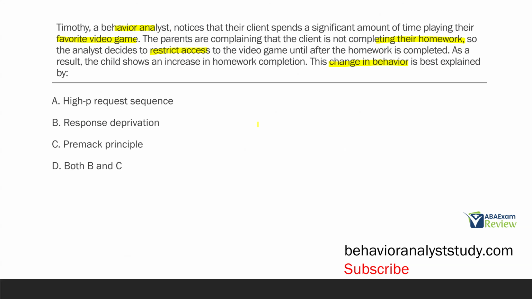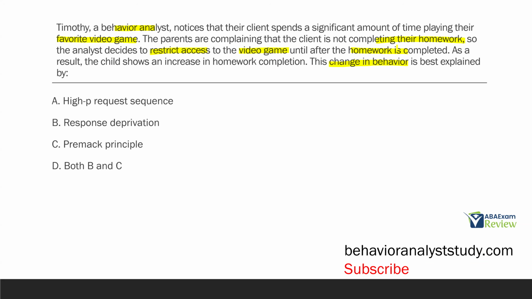Notice how we haven't looked at answer choices yet. It's crucial that you don't go to answer choices until you fully understand the question and you've tried to at least predict maybe an answer choice. What we know so far is the analyst has restricted access to the preferred activity so that the non-preferred behavior, the behavior we want to change, starts to happen.